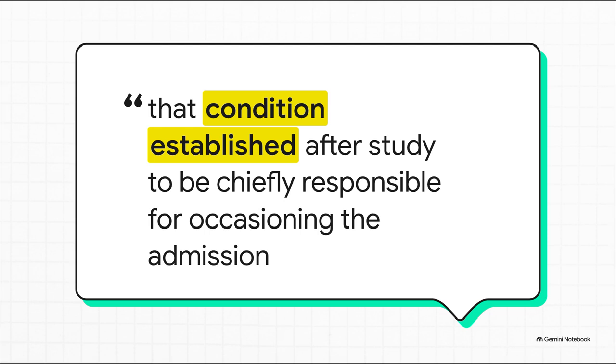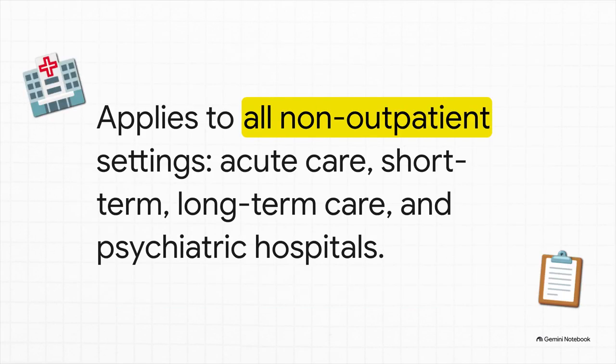Notice, it definitely doesn't say the condition the patient was admitted with. No, it explicitly says the condition established after study. That is absolutely crucial. Your entire diagnostic workup ultimately dictates what goes into that slot number 1. Meaning, your primary directive as a coder is to pinpoint the exact condition responsible for the admission, but only based on what is established after that diagnostic study is totally complete. And hey, it's not just for acute care. Whether you're coding for a long-term care facility or a psychiatric hospital, this UHDDS definition is absolute. You are always looking for the root cause that brought that patient a bed in the facility.